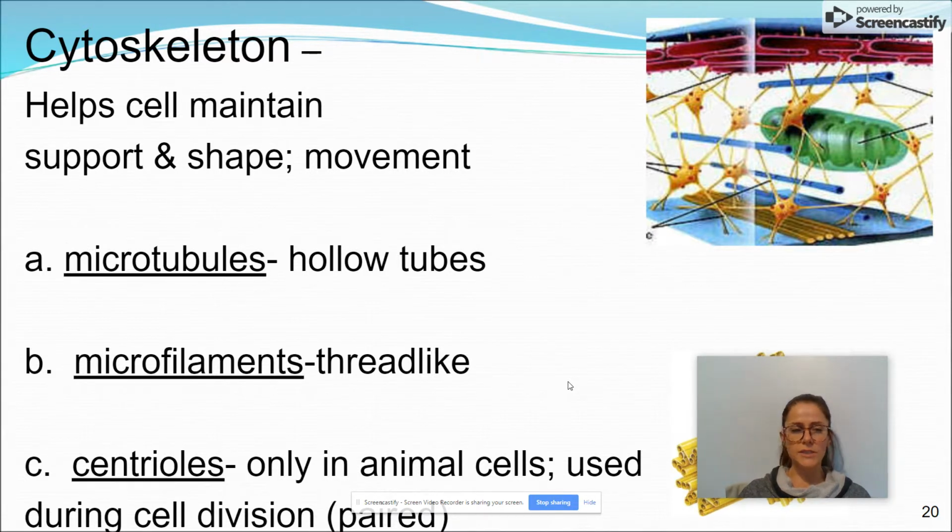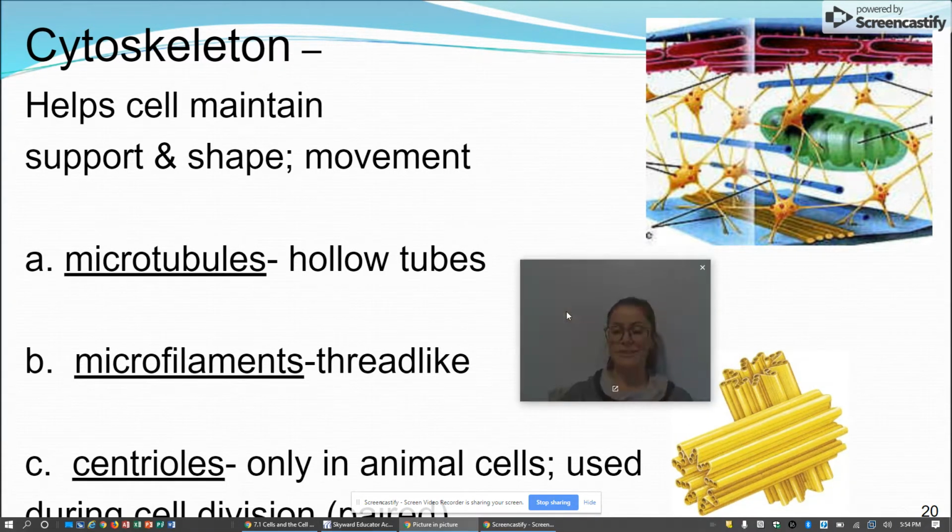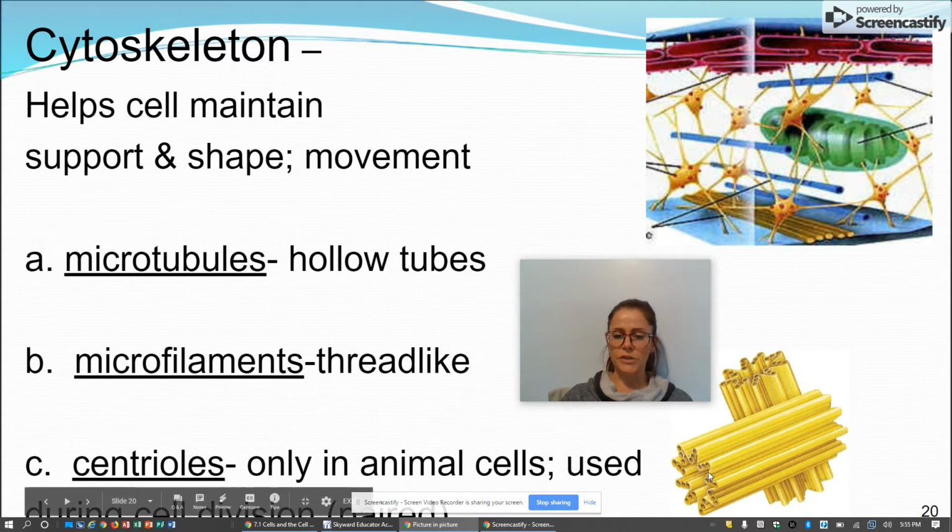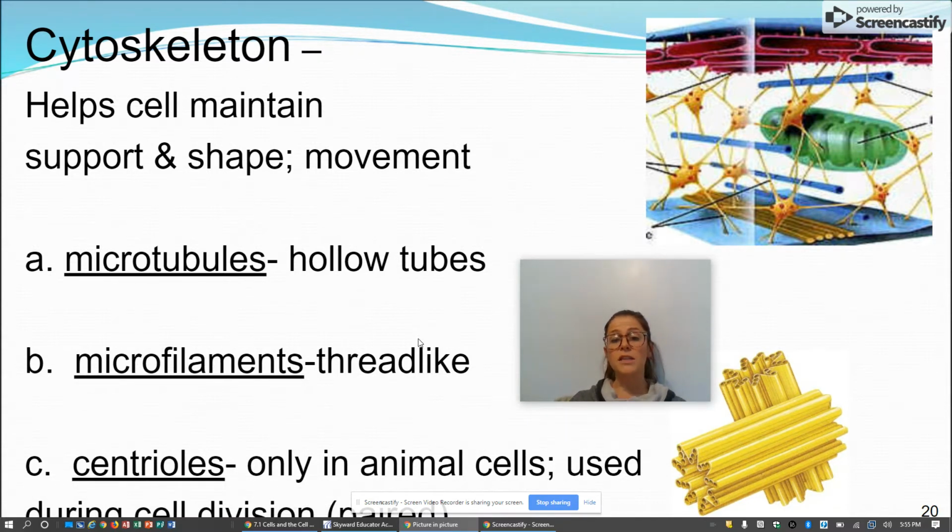Right, the next one is our cytoskeleton. It's really easy to remember because it's the skeleton, so it helps maintain and support the shape of a cell. It helps with movement of the cell. Don't worry about knowing the difference between microtubules and microfilaments. Just realize that there are different types, but the one we do have to know about is the centrioles, and that's these guys here. These are found in animal cells, and they're used during cell division. They create the spindle fibers that reach out and grab chromosomes and pull them apart so that each new cell has its own copy of DNA, its own genetic material.